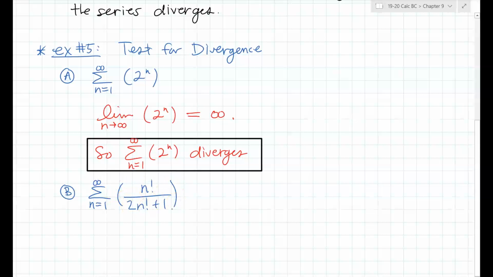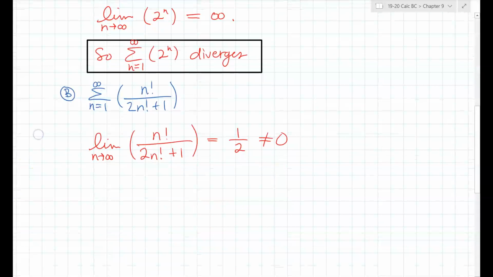So the sum as n goes from 1 to infinity of n factorial over 2n factorial plus 1. So I'm going to take the limit as n approaches infinity of n factorial over 2n factorial plus 1. What's my limit for that? I think someone said it. What was it? A half. Which, is that 0? No, right? That's not 0. So then what can I say? The series diverges.